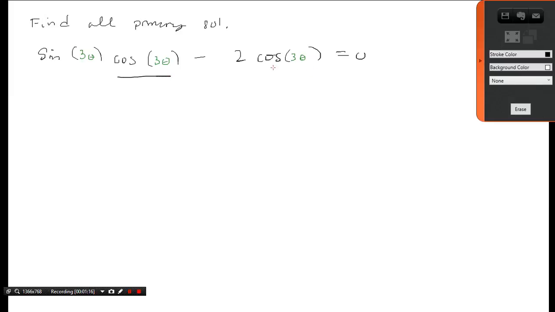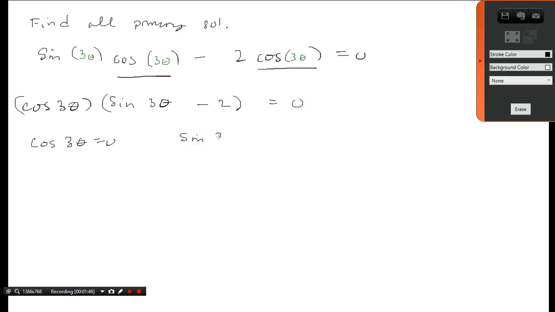You see a cosine of 3x, 3 theta. Let's factor it out. What are you left with? Sine of 3 theta minus 2. That equals 0, right? Alright, well, if that's the case, let's get ready to rock and roll. Well, then we factor this out. We say cosine of 3 theta equals 0, and then sine of 3 theta minus 2 equals 0. And you solve, right? I got really excited there.